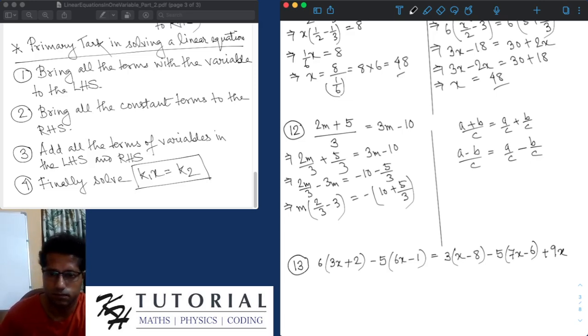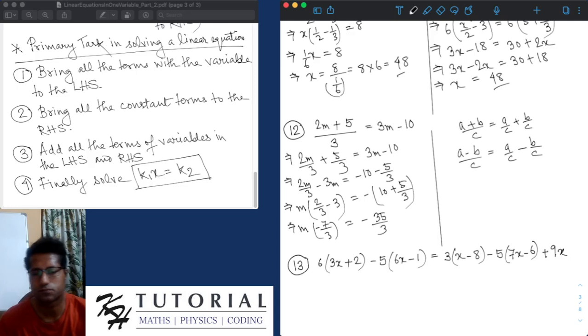So now for the solving, we have to simplify 2 by 3 minus 3, which is nothing but minus 9 minus 7 by 3. So this is m into minus 7 by 3, and on the right hand side, 10 plus 5 by 3 is 35 by 3.